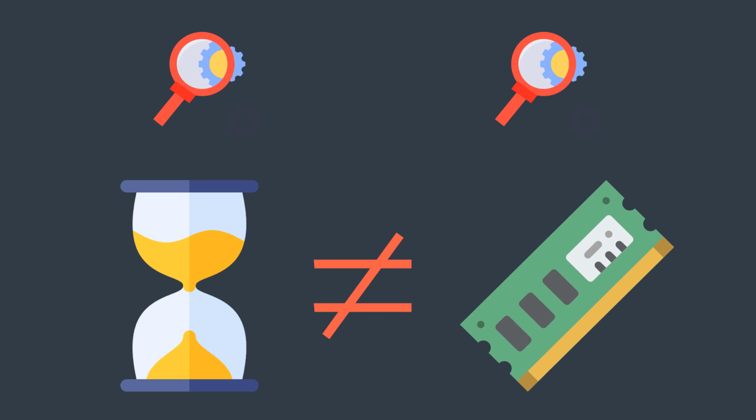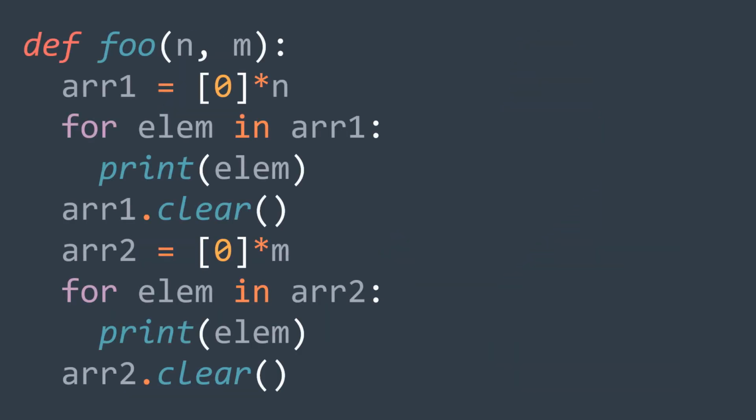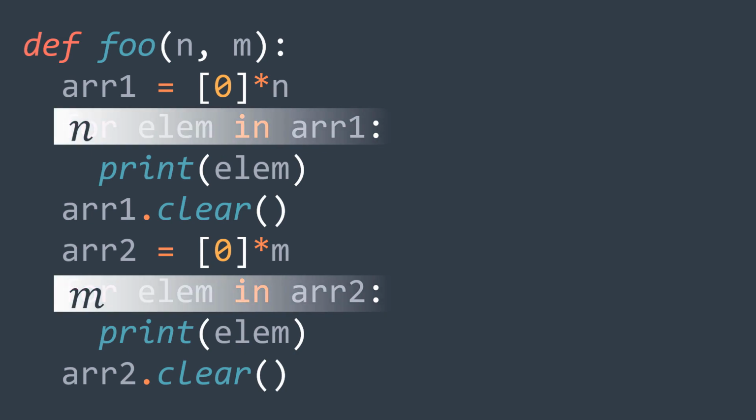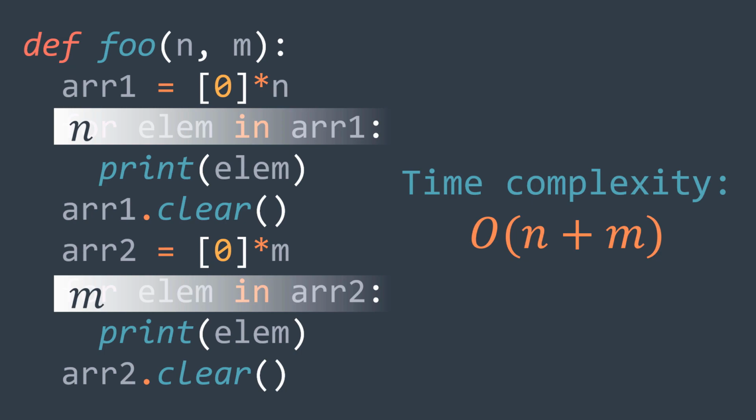Let me explain. Let's suppose that we have this non-recursive function. Here we create a list of n elements, we traverse it, we clear it, we create a list of m elements, we traverse it, and we clear it. In terms of time, we traverse a list of n elements, then a list of m elements, so the time complexity is O of n plus m.